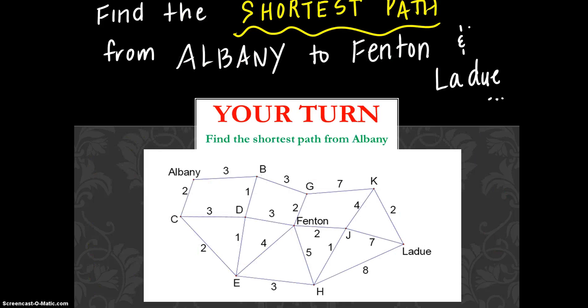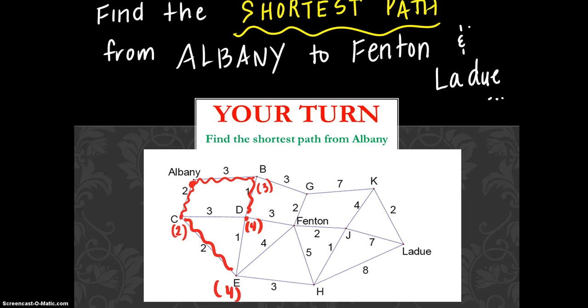Okay, moving right along, you're going to try one right now. So you want to find the shortest path from Albany to Fenton and Ladue. So if we are starting in Albany, the nearest city is C. The next nearest city, if I leave from Albany, is B. It's only 3 miles away. Now I can either depart from city B or city C, and I want to go to the next nearest city. And notice that there were 2 cities that were exactly 4 away, which is D and E.